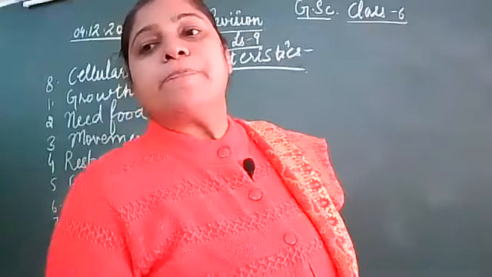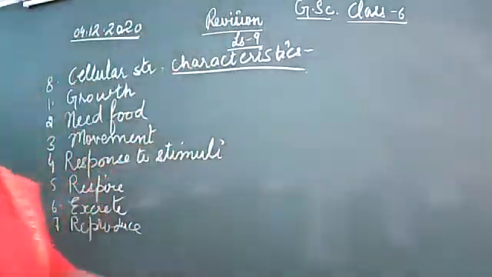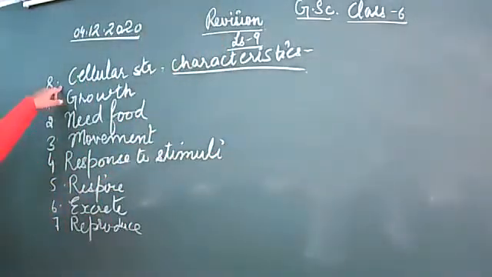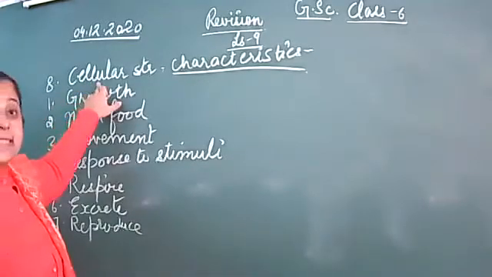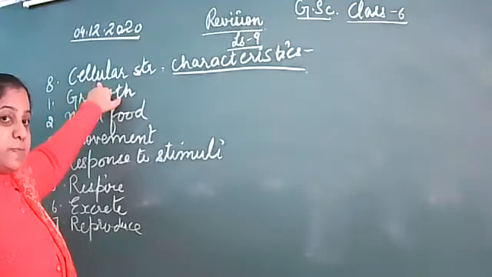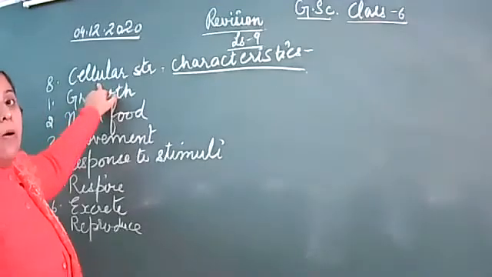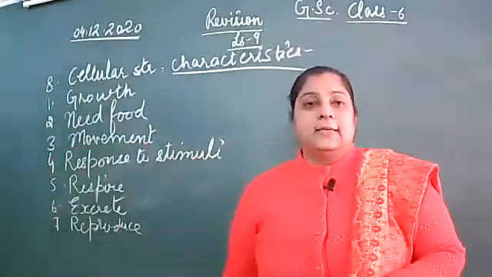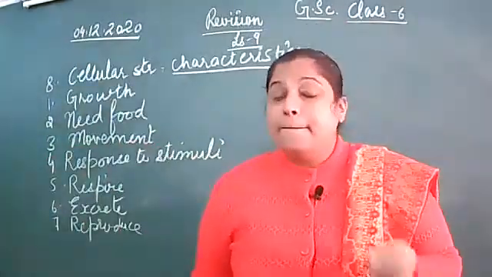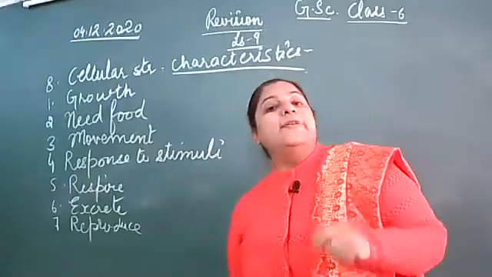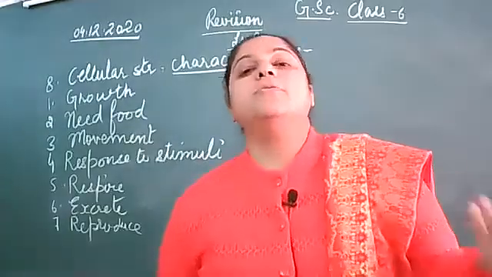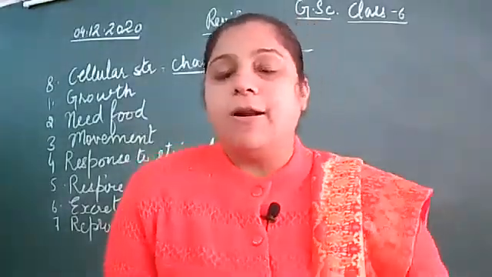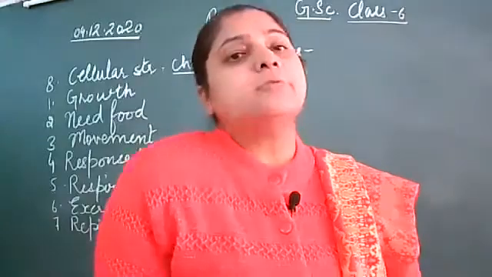Thank you, Suhana. That was very much right. So we will be discussing one by one all the characteristics of living things. First is cellular structure. मैंने इसको सबसे ऊपर क्यों लिखा? Because all living organisms, they are made up of cells. Cell is the basic unit of life. While non-living organisms, they do not have any cellular structure. They are not made up of cells, right?